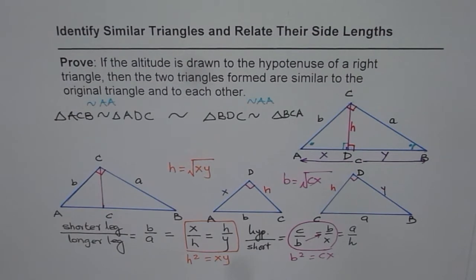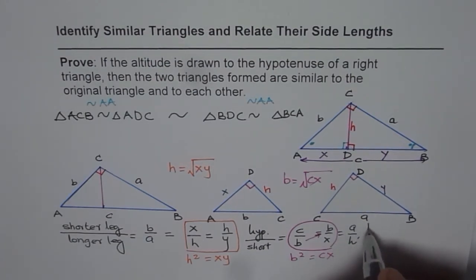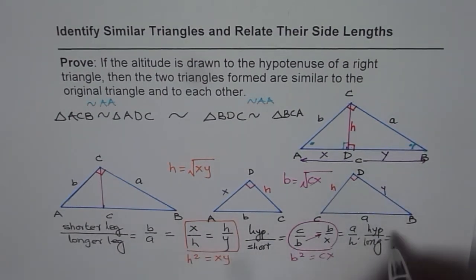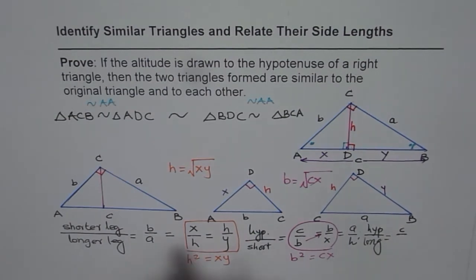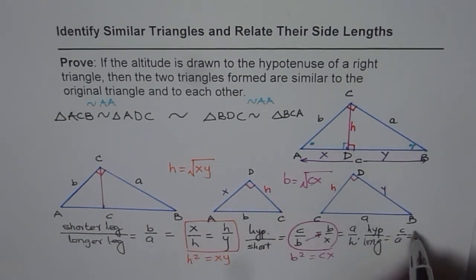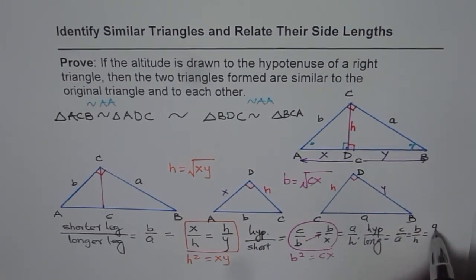Correct? Now, if you do the ratio of hypotenuse to longer side, I'm running out of space. What you can do is hypotenuse over longer side. What do you get? So hypotenuse are these three for you. Let me just squeeze it. And longer sides are these. So C over A, which equals B over H, which equals A over Y, correct?